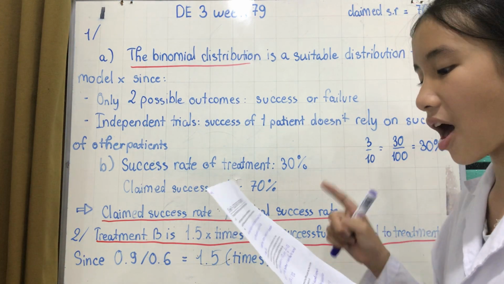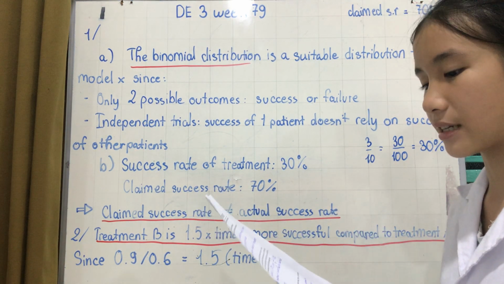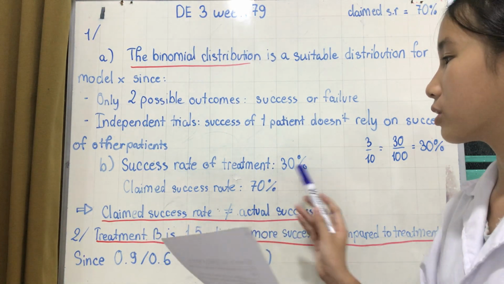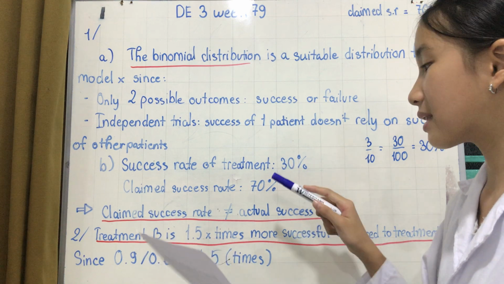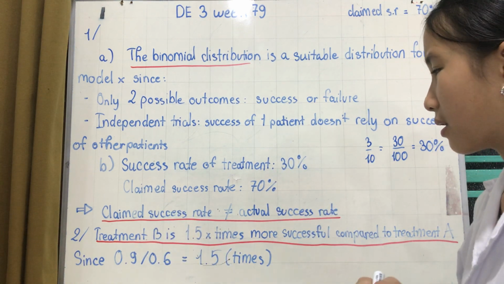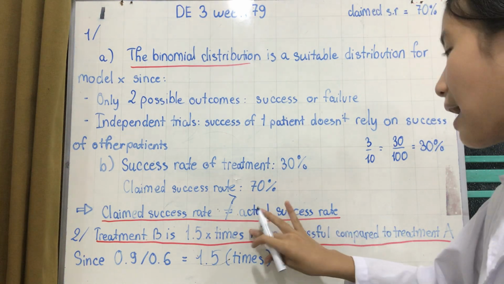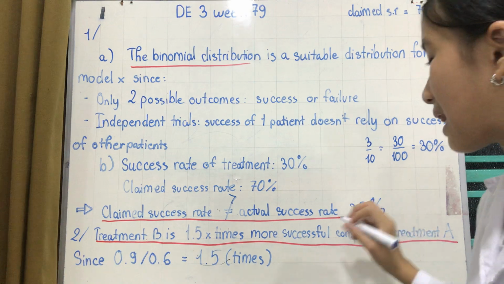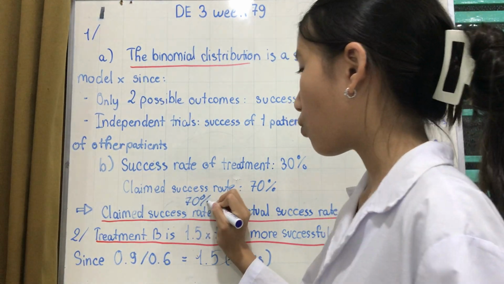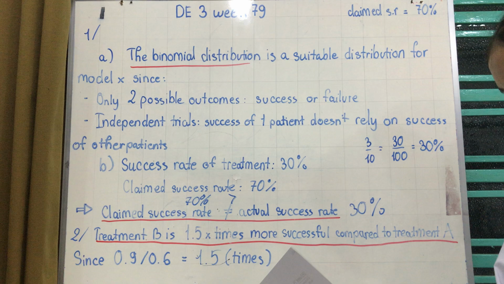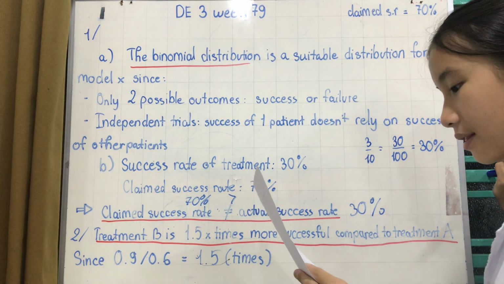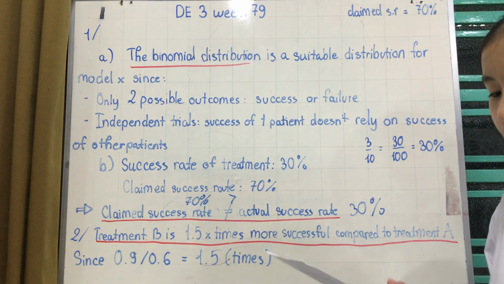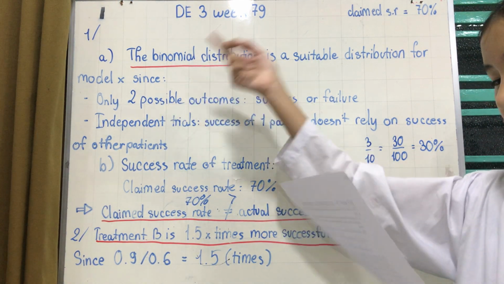So the thought that the standard treatment was not as effective as it is claimed is correct, because the claimed success rate, which is 70%, is not equal to and is more than the actual success rate. So the actual success rate is only 30%, but the claimed success rate is 70%. Therefore, this claim is incorrect. The claim rate is not correct. So that is for the two little problems for problem A.